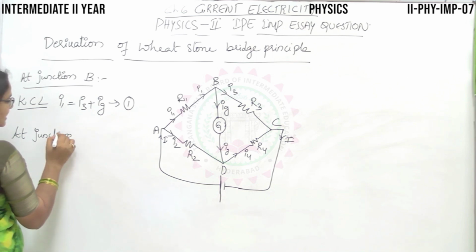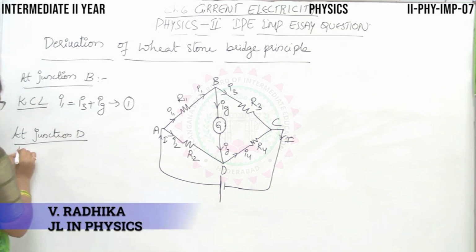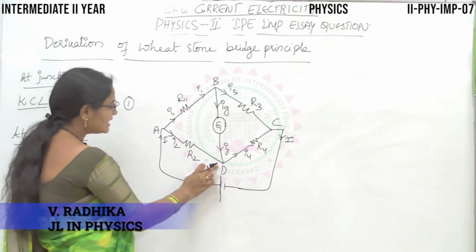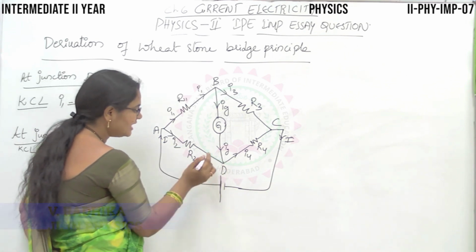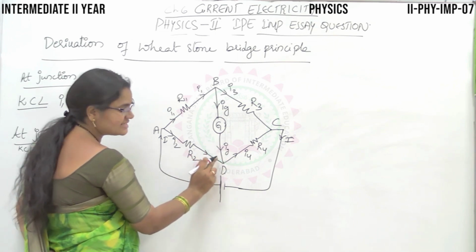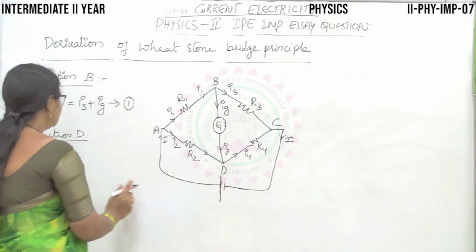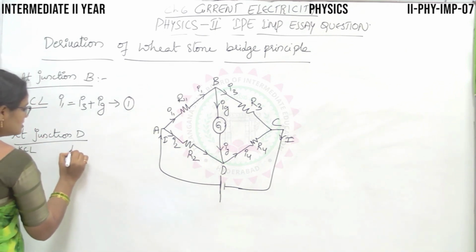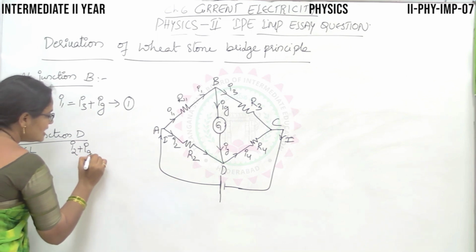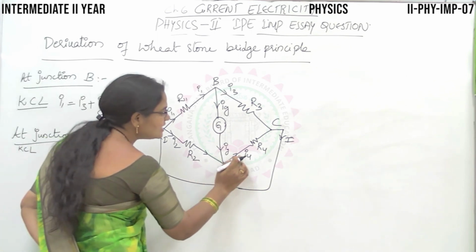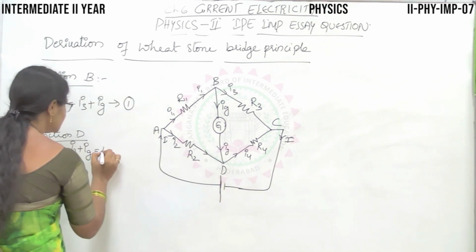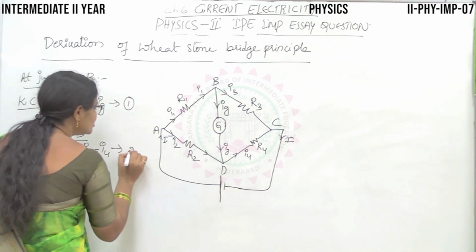At junction D, again apply the same Kirchhoff's current law. What are the currents entering junction D? I2 and Ig. You have two currents entering the nodal point D. The sum of the currents entering a junction is equal to the sum of the currents leaving it. What is leaving the junction? I4. So, let this be equation number 2.